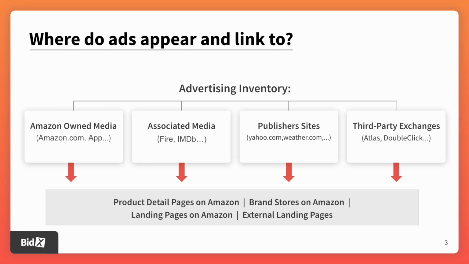So the next question is, where do ads appear and link to? So the ads can be shown, of course, in Amazon's own media, for example Amazon.com or their app. Also in their associated media, for example, the Fire TV. Then also on publisher sites such as yahoo.com or weather.com, but also on third-party exchanges such as Atlas. And the ads can link to your product detail pages on Amazon, as well as your brand stores or landing pages on Amazon, but also on external landing pages.